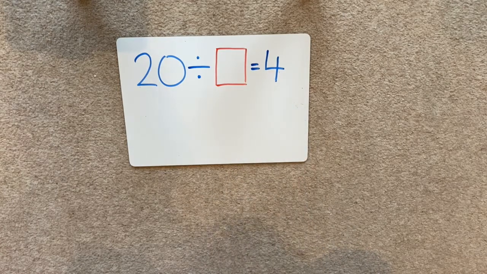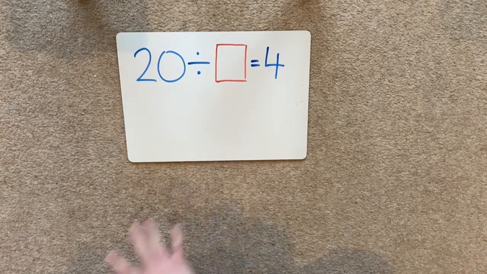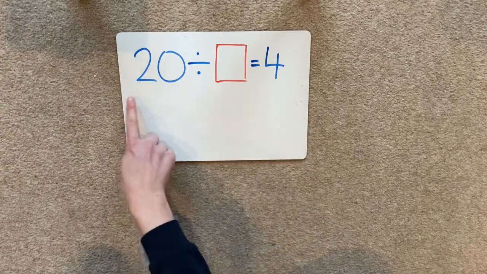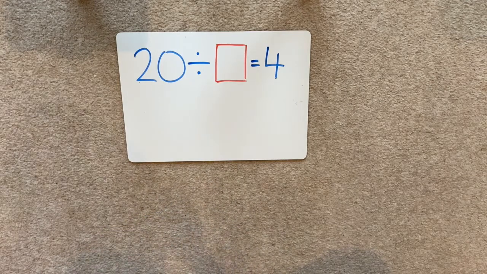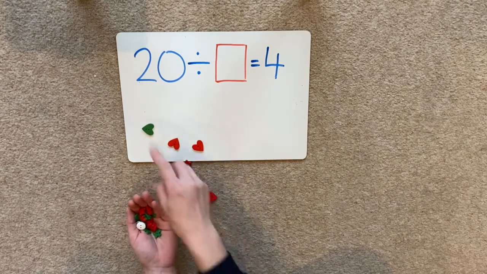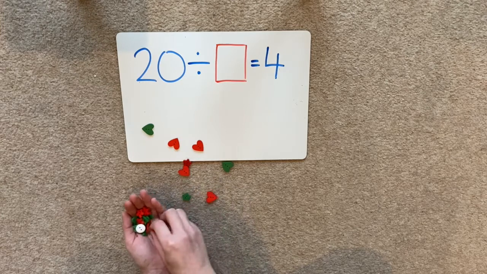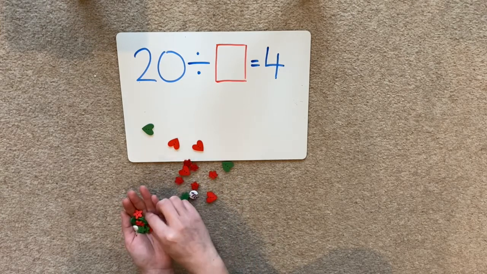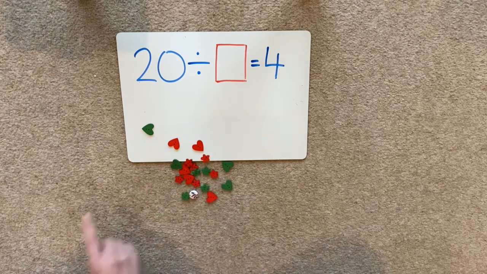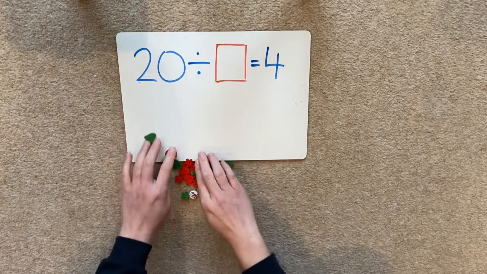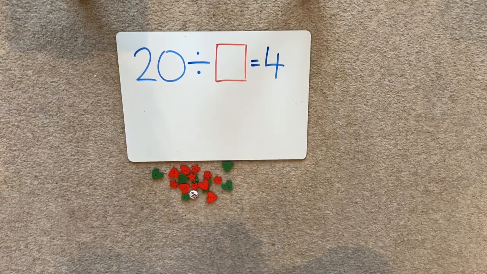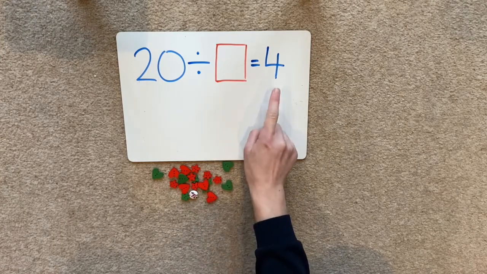So we're going to get some counting things to help us, because that always works. I'm going to get the buttons. How many buttons should I get out? Find the clue in the number sentence. I'm going to get out 20. I've got 20 objects, that's my altogether number, and I'm sharing it between, no idea how many people are sharing, but I do know that each person has 4.